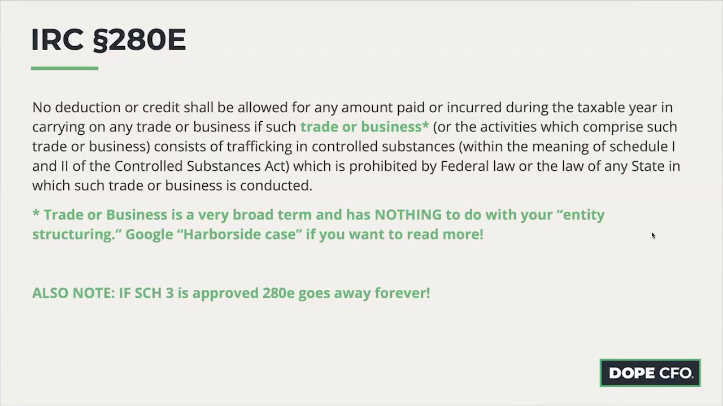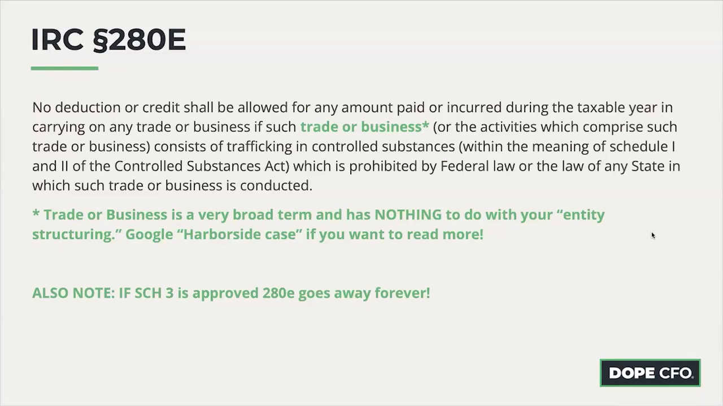So quick refresher, what is 280E? This is the one tax code that's very short, only one sentence. We've had massive 10-year lawsuits over this one sentence. I have hundreds of pages of court cases, but at the end of the day, it's just one sentence. It says if you have a company that traffics in a drug on Schedule 1 or 2, you get no deductions and no credits on your tax return, period. That's just the way it is.